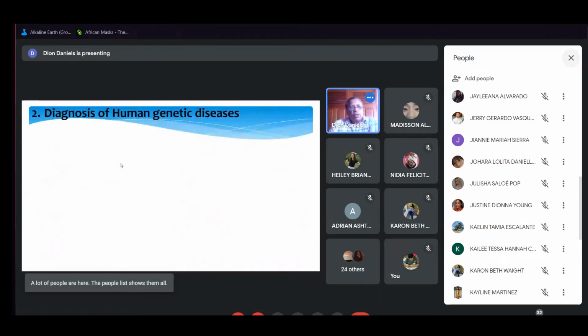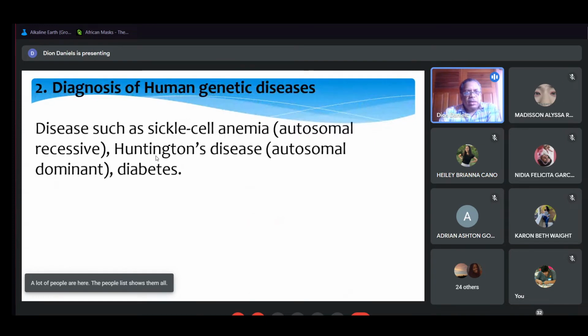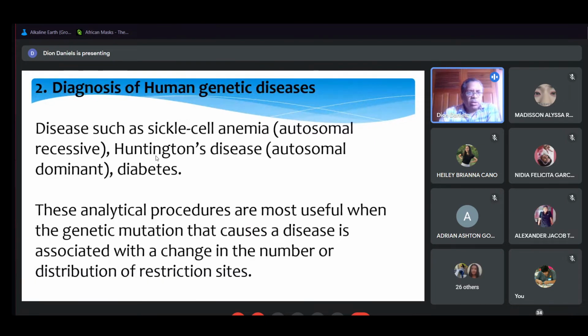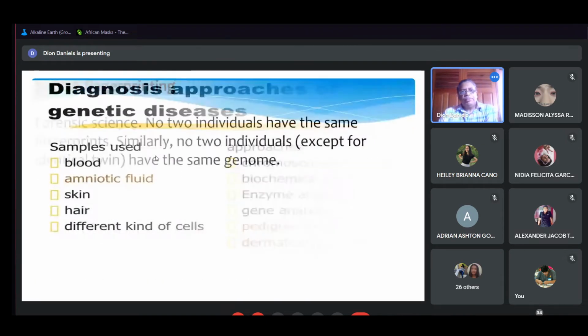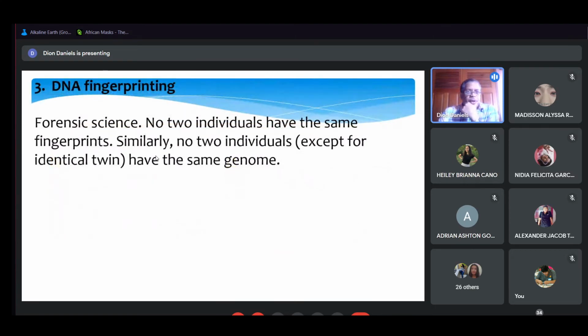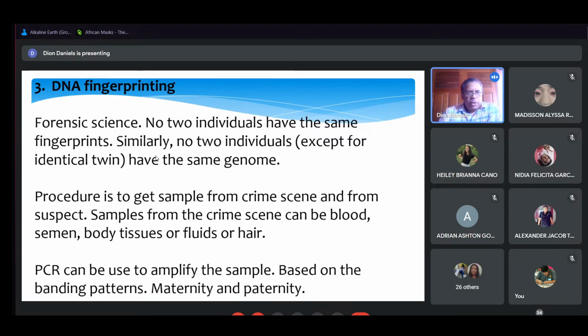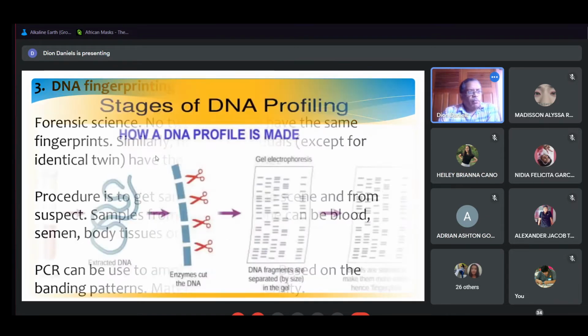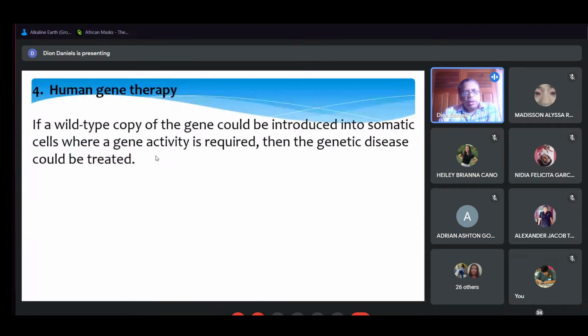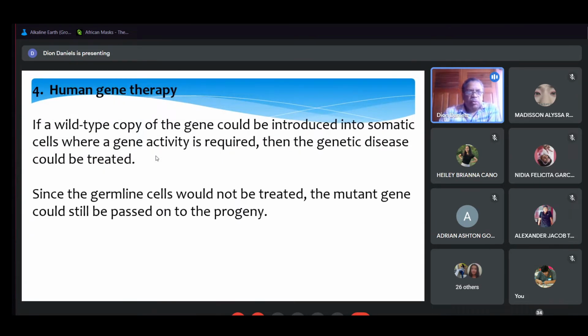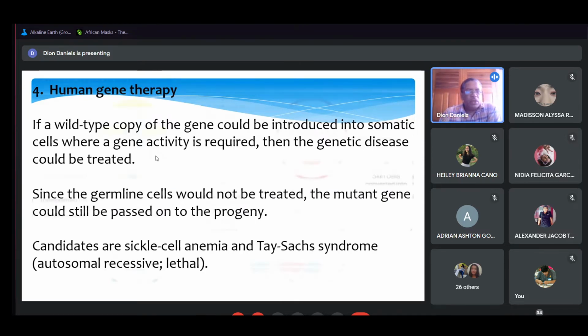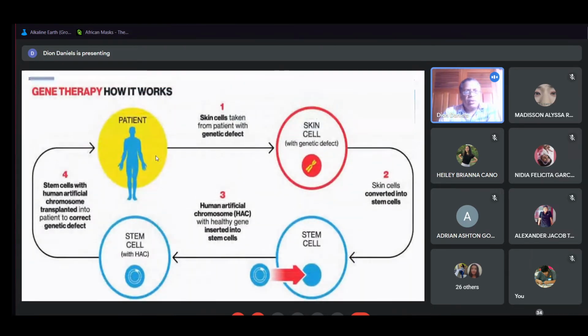Phylogenetics. We looked at diagnosis of human genetic diseases. We mentioned a few examples. Then we look at DNA fingerprinting, where forensic science plays a key role in trying to pin a suspect to a crime scene. And we look at human gene therapy, where a defective gene causes a particular disease. If that gene could be replaced with the wild type, then you could actually solve that disease using gene therapy.